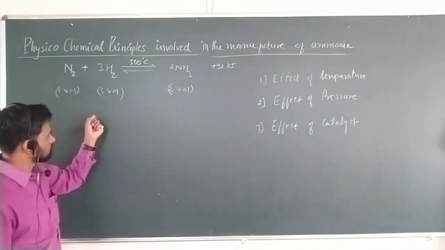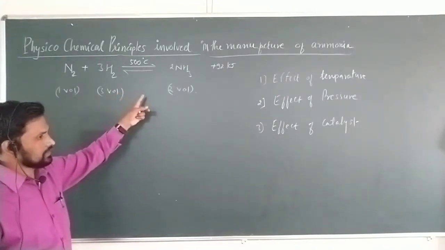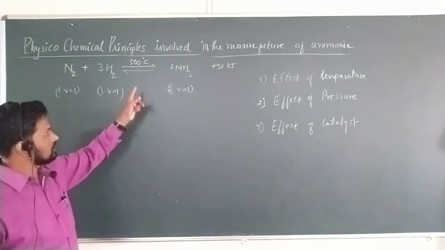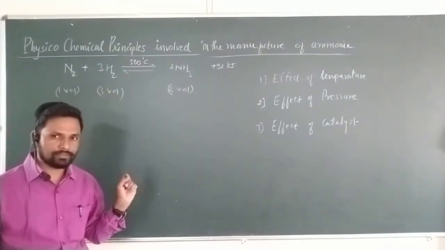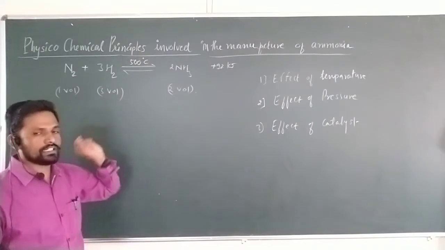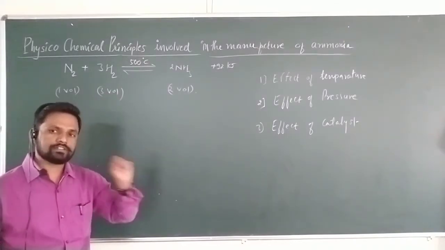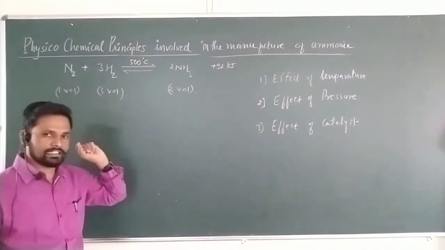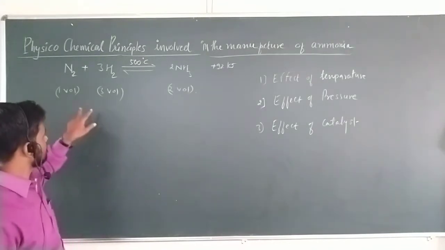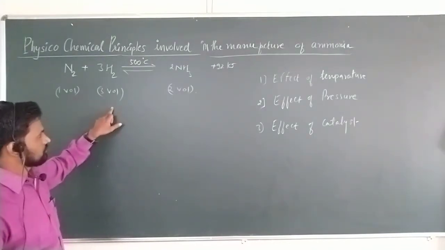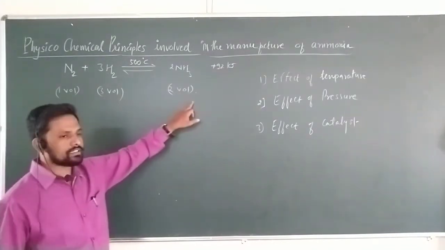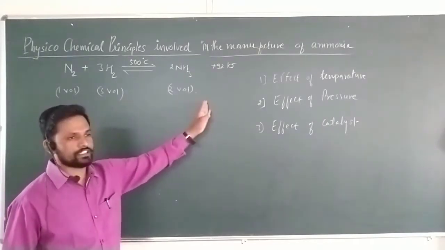As we know, the conditions we already studied are 500 degrees Celsius temperature and 200 to 300 atmospheric pressure, as well as iron catalyst, where we can see the nitrogen and hydrogen reacting to form ammonia. This is the forward reaction.